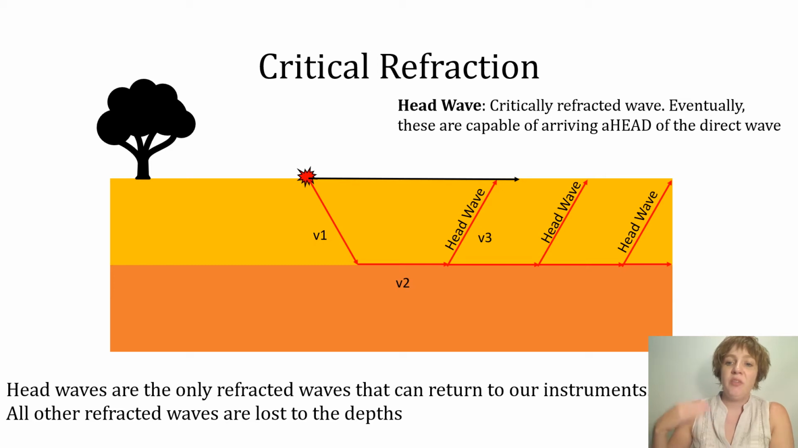And in fact, if we have instruments far enough away from our energy source, then eventually our instruments are going to be capable of detecting the head wave, because eventually it will arrive before the direct wave. And that's because the whole time that it travels along the boundary, it's traveling at the velocity of the deeper layer, which is faster, while the direct wave is always traveling at the velocity of the upper layer, which is the slower velocity.